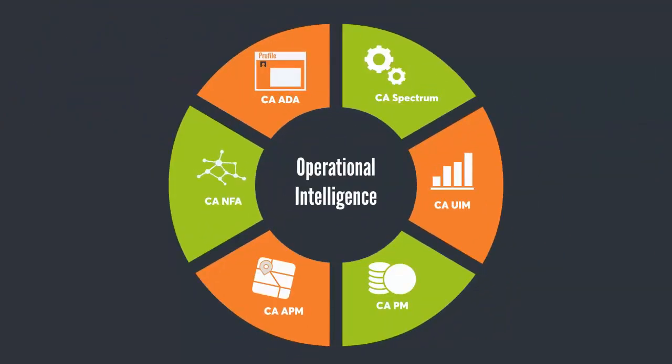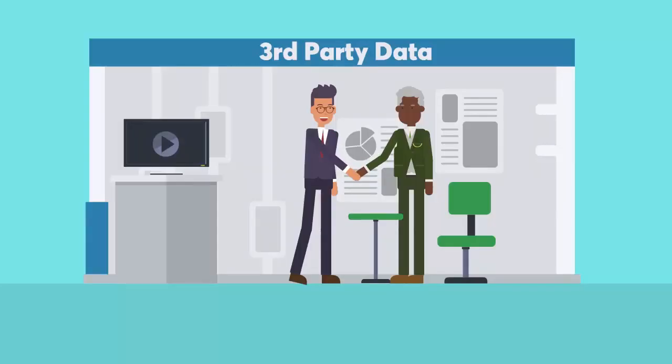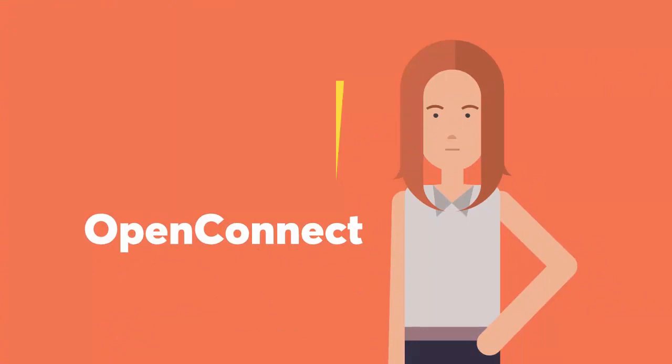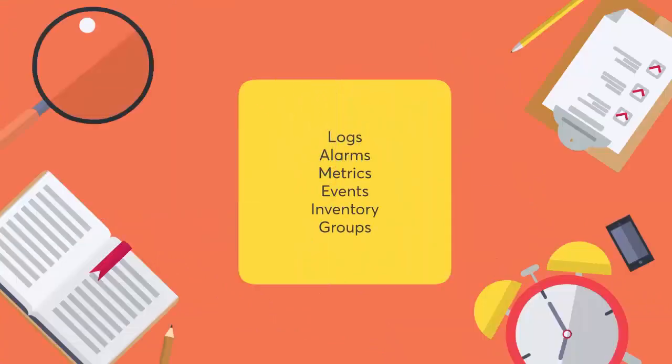Operational intelligence today provides out-of-the-box integrations with CA Spectrum, CA Unified Infrastructure Management, CA Performance Management, CA Applications Performance Management, CA Network Flow Analysis, and CA Application Delivery Analysis. In addition to that, bringing in third-party data is just 3 clicks away through an API-based ingestion tool called OpenConnect. OpenConnect supports the ingestion of various data categories such as logs, alarms, metrics, events, inventory, and groups.